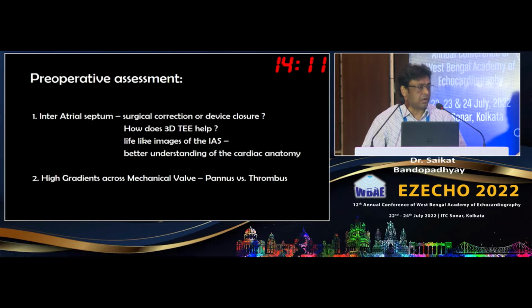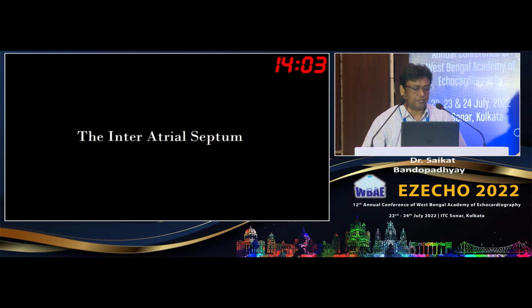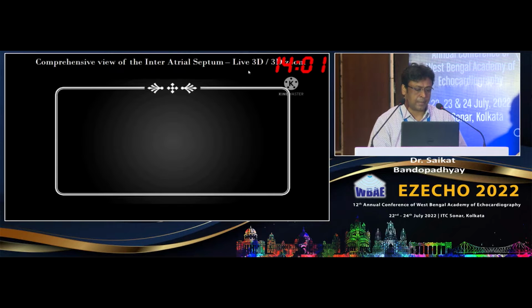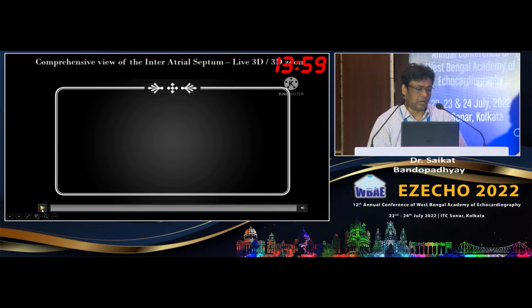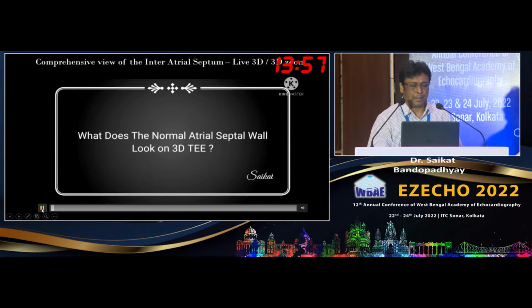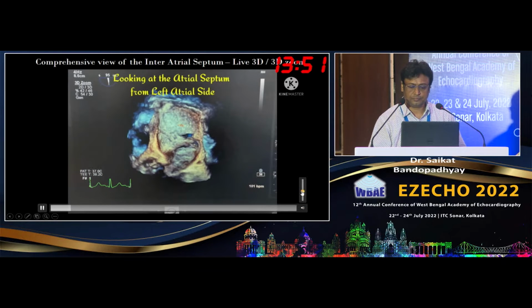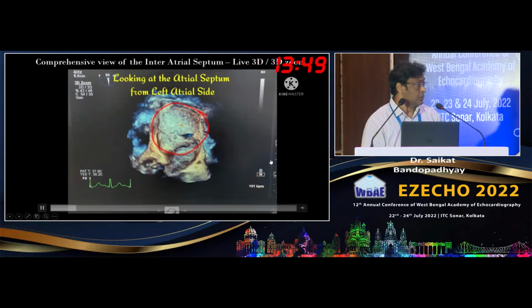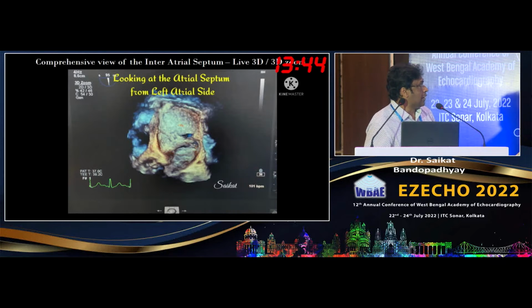So in the preoperative part, I'm going to focus on the interatrial septum and how to differentiate between pannus, thrombus, and vegetations. So first, this is a comprehensive model of the interatrial septum. We are looking at the interatrial septum from the LA perspective. What you can see in the center is the fossa ovalis.